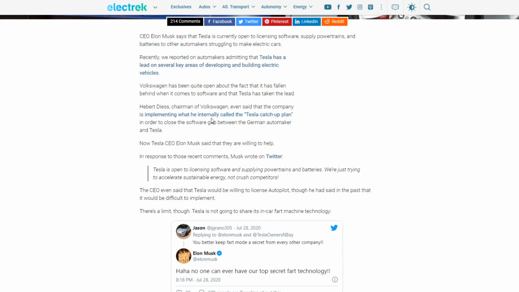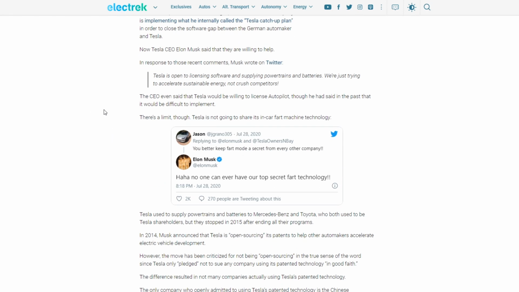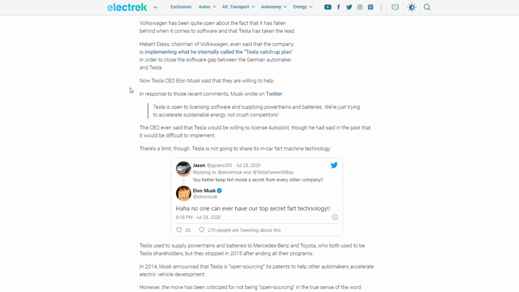And he mentioned recently, as I said earlier, that the company is implementing what he internally called the Tesla catch-up plan in order to close the software gap between the German automaker and Tesla. So even internally in their own company, Volkswagen, they have called their plan the Tesla catch-up plan, basically admitting that they are so far behind compared to Tesla. So if anything tells you the position of where competition is at in comparison to Tesla, then this does for sure.